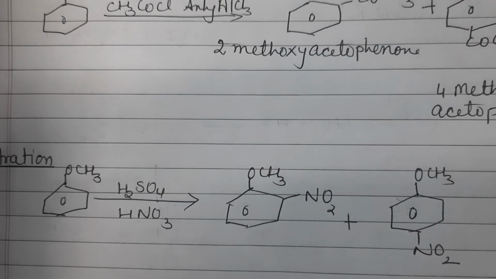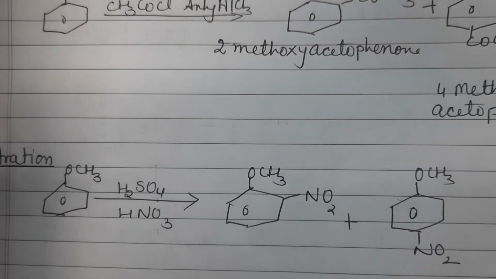What is alpha and beta? The ether functional group is oxygen. The carbon next to oxygen is called alpha, and the second carbon is called beta carbon. So this is all about your ether.